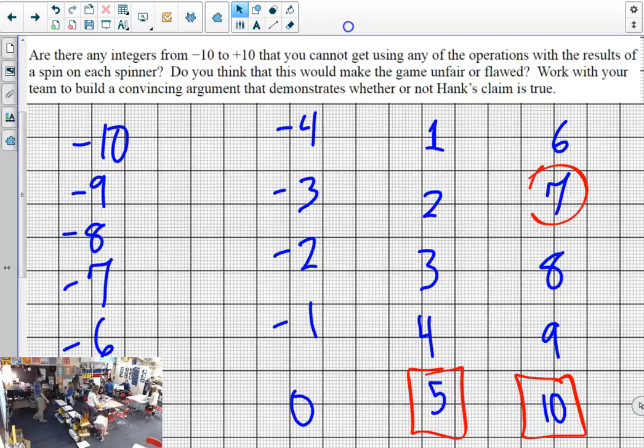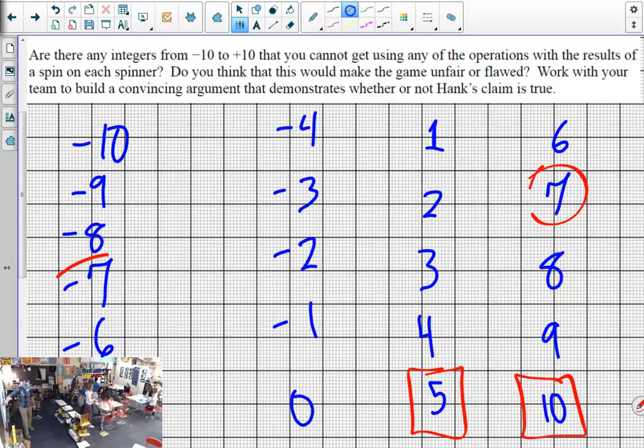It's perfect. Can't make negative 7? Hey, we got another hypothesis that we can't make negative 7.